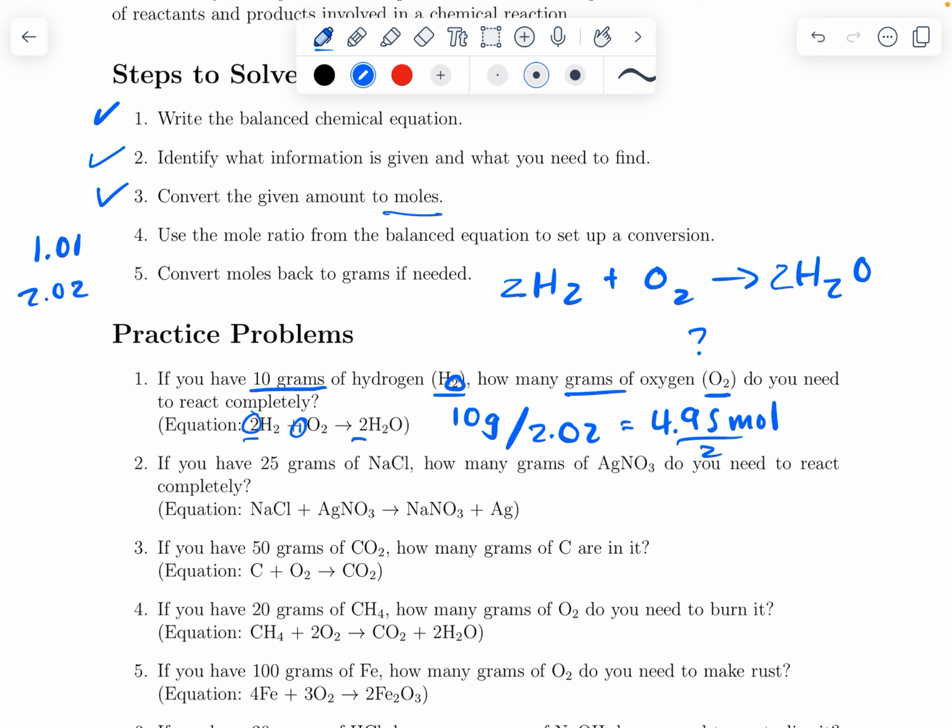And get my calculator. I don't have that memorized. Hold on a second.